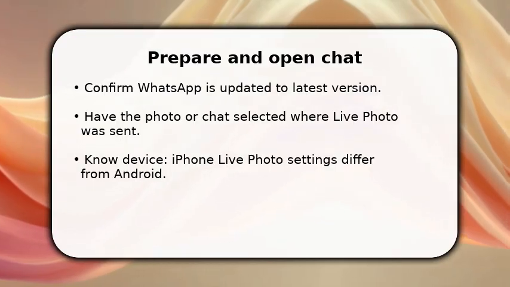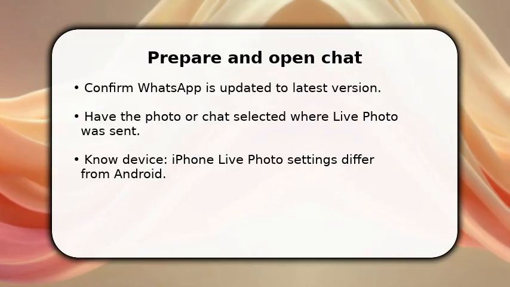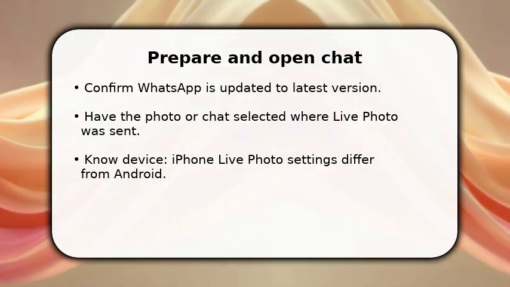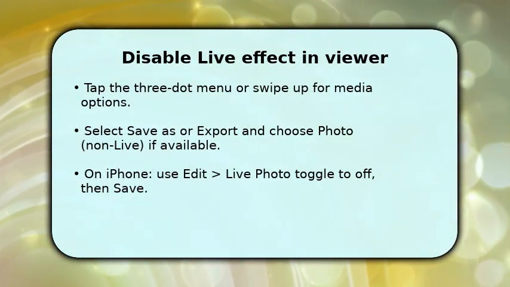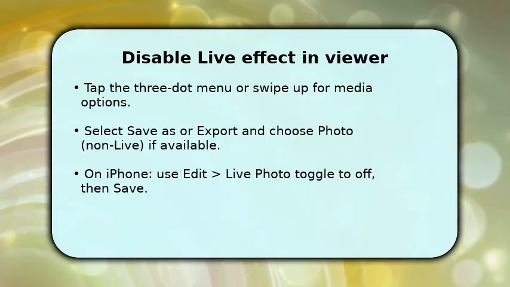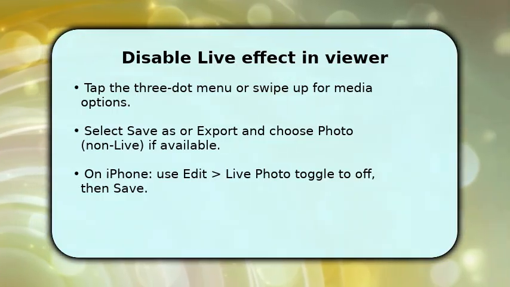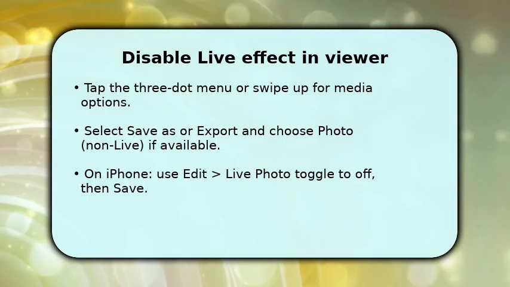This first step gets you directly into the media view where you can control live photo behavior without digging through settings. You now disable the live component. On iPhone, tap Edit, toggle off Live, then save a static copy. This strips motion while preserving the frame.